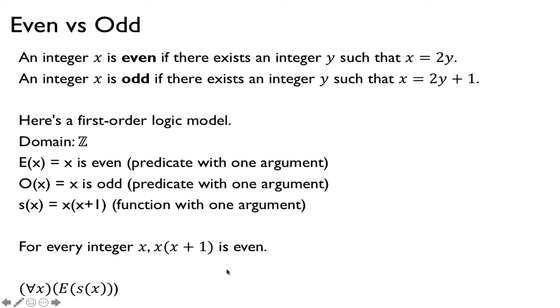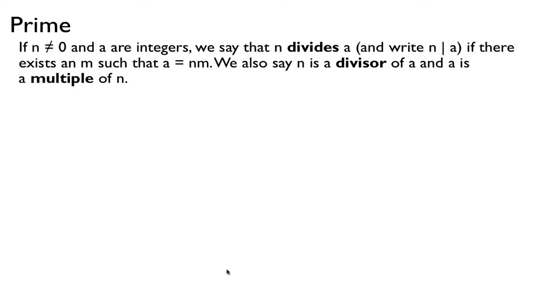Okay, prime numbers. If n is not 0, let's talk about what it means for an integer to divide another integer. So suppose n is not 0 and a, both of these are integers. We say that n divides a. The notation is n vertical line a, if there's another integer m so that n times m is a. In other words, n is a divisor of a. We can also say that a is a multiple of n.